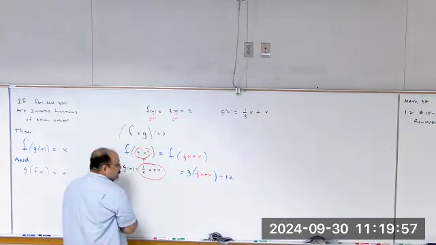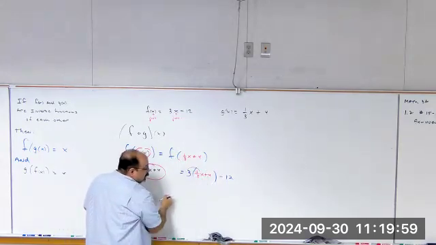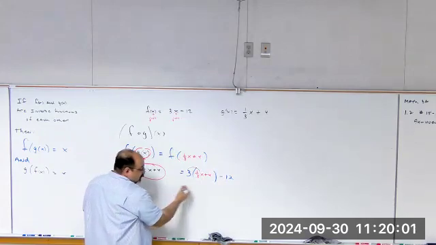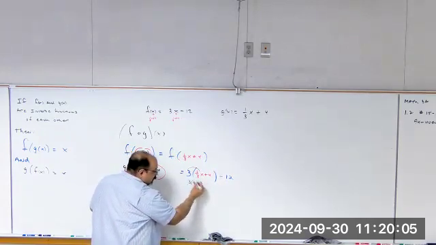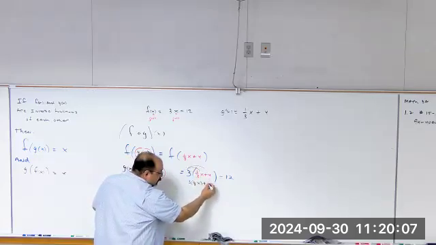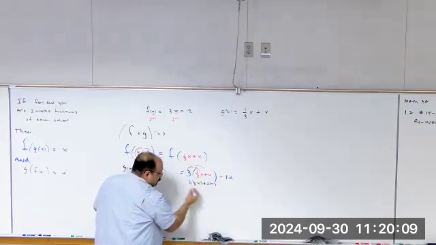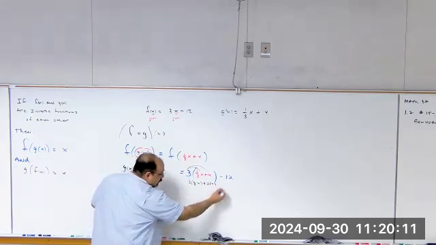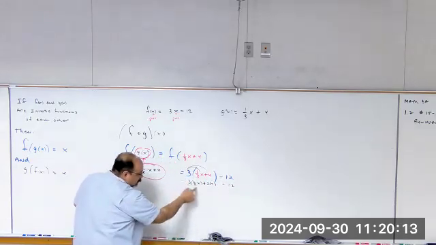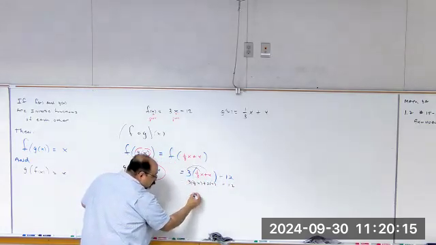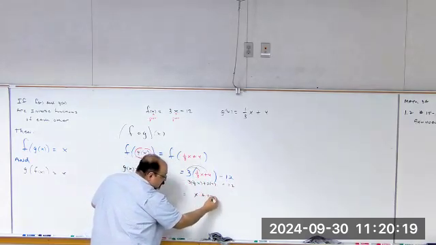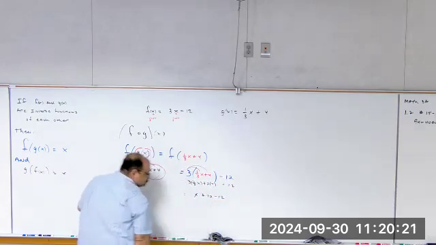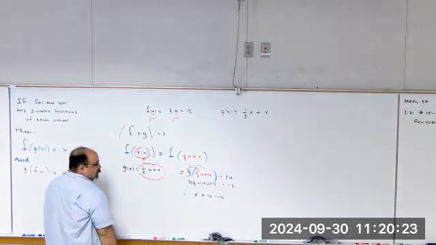Distribute. 3 times 1/3 is 1. 3 times 1/3 X plus 3 times 4. So that's going to give us, and then a minus 12. 3 times 1/3 is just 1 times X. Plus 12 minus 12. So what do we end up with?